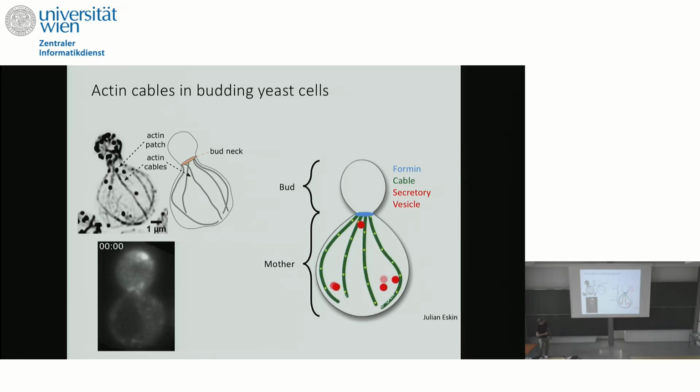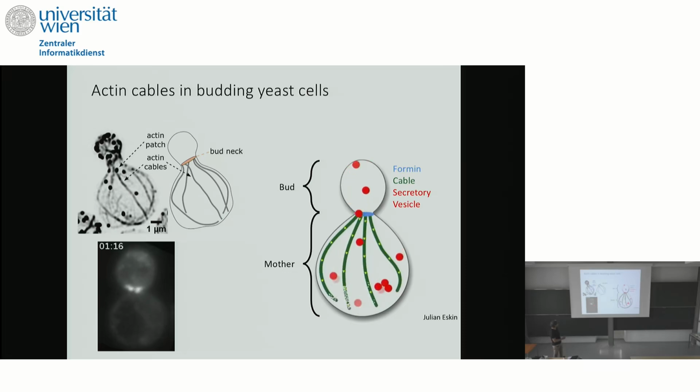So the structures that I'm concerned with are these cables. So this is a budding yeast cell. The bud is the place at which a new cell is formed. And for this new cell to form, the way it's set up is that the material that's needed by the bud to grow is transported into the bud from the mother cell. So this is the mother cell, via vesicles. These are these red things in this cartoon, which are transported along these cables.